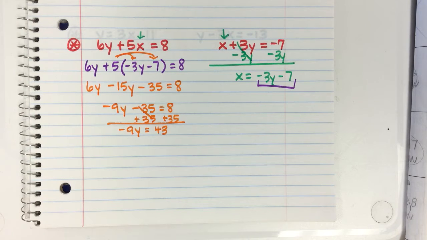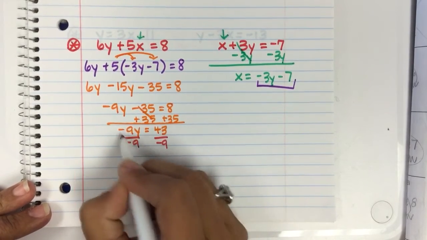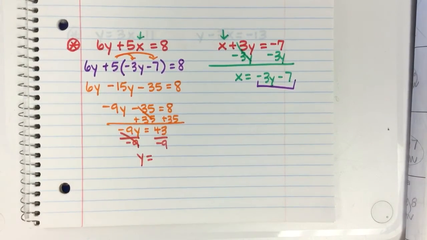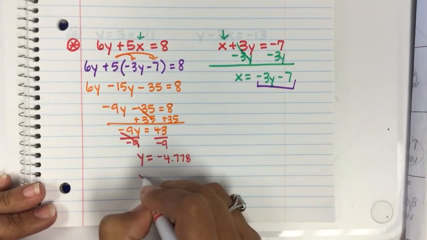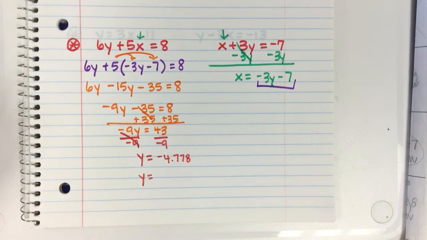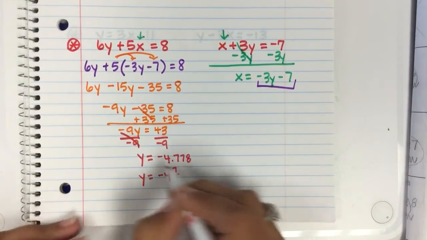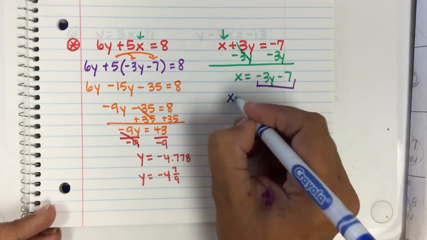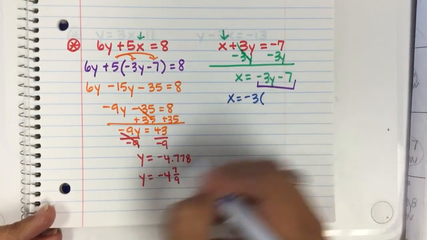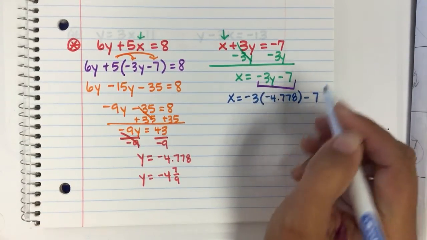So I need to divide by negative 9. And I get y is equal to 43 divided by negative 9, which is negative 4.778. Or I can change that to a fraction and I get negative 4 7/9. The decimal's fine. Now I've got to solve for x. So I'm going to go x is equal to negative 3 times y. Well, y is negative 4.778 minus 7.